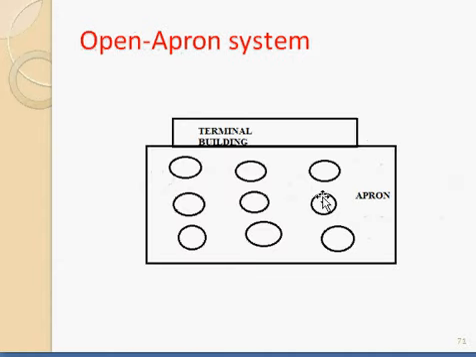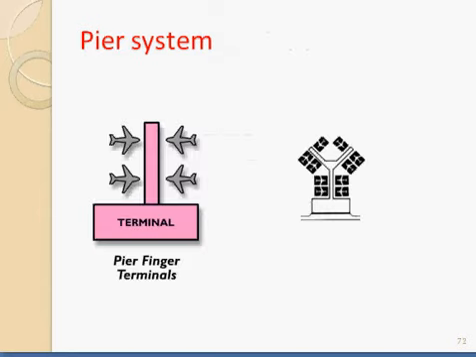Then the open apron system means that adjacent to the terminal building you provide gate positions like this. This whole area is our apron, and gate positions can be denoted by circles like this. Here you are providing 9 gates in the whole apron. If you provide a number of rows for parking of aircraft like this, then it is known as the open apron system.